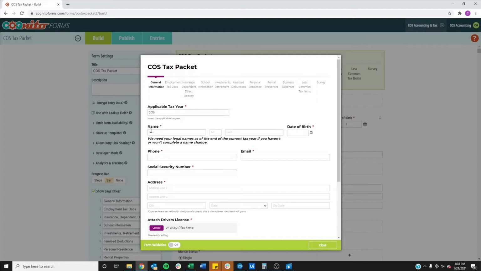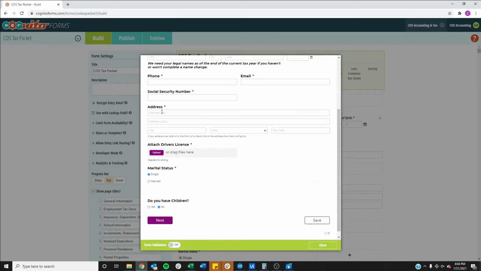The next section is where we're asking for your general personal information that we need for your tax return. Your name as it's shown on your social security card, your date of birth, phone number, email, what your social security number is, your address, and if you're receiving your tax refund in the form of a check, this is the address it's going to go to. So you want to be sure that the address that's on here is an address that you can receive mail at.